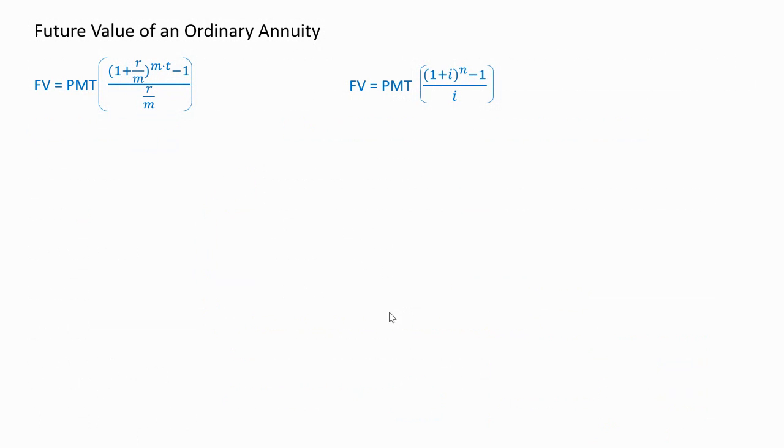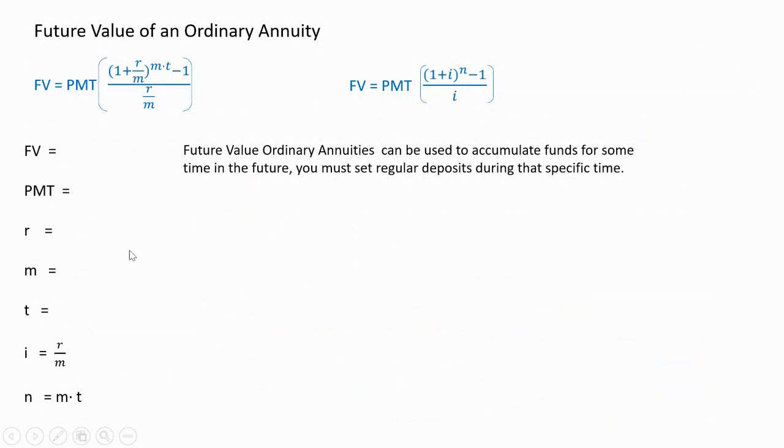Okay, now this is the future value of an ordinary annuity. This is something from 5.3. And now, if you notice, every section has a different formula. And if you notice, the formula on the right is much easier, or more friendly for the calculator. And still, the R/M is equal to my I, and the M times T is equal to my N, same as before. Okay. So let's see what everything stands for.